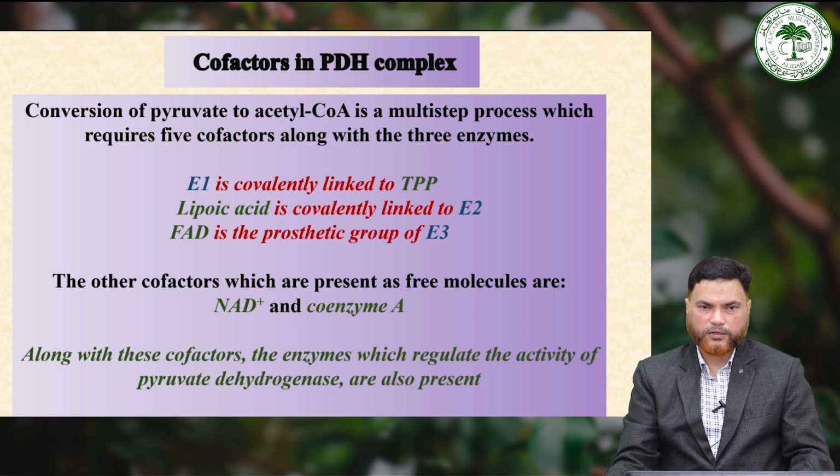Then how are the subunits connected? The E1 subunits are covalently linked to the E2 core. E3 exists as a dimer with binding sites for flavin adenine dinucleotide, that is FAD, and nicotinamide adenine dinucleotide, that is NAD. And these are linked to the E2 core on the inner side of the complex.